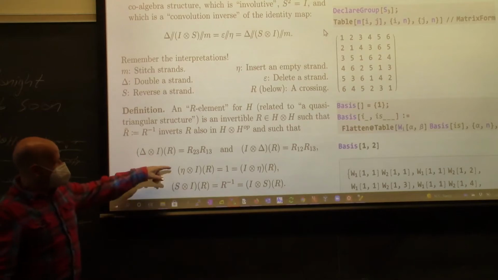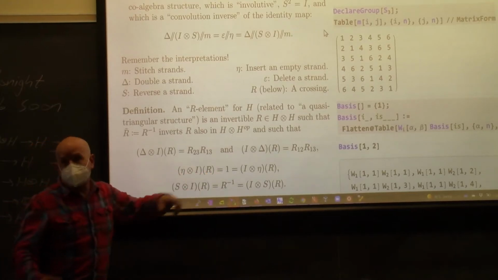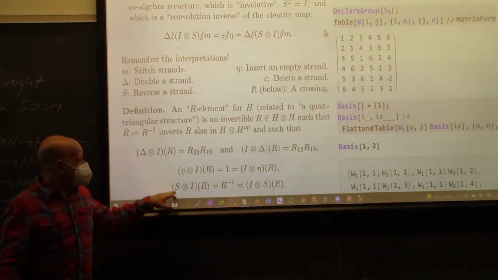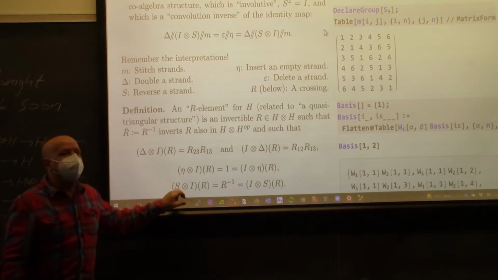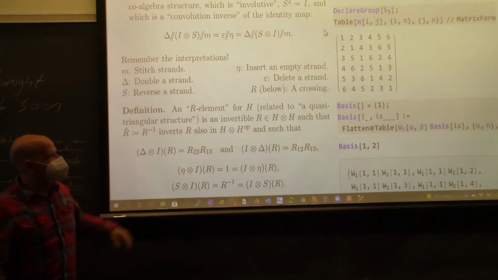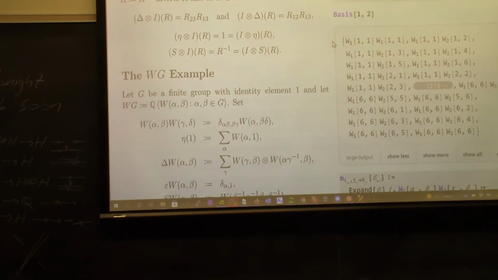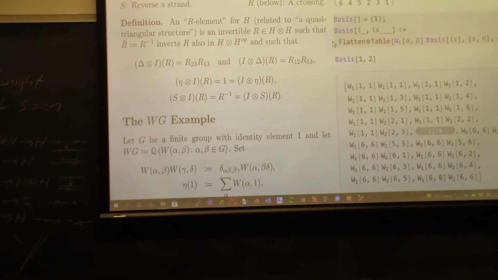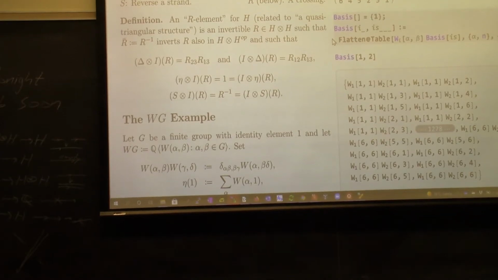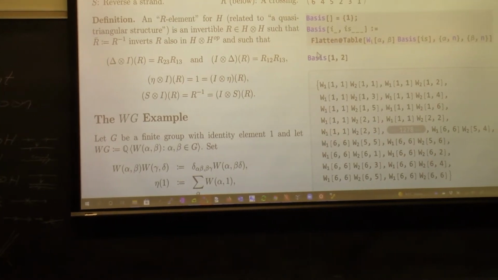And then there are funny equations that say if you have a crossing and you delete a strand, you get nothing. And also, if you have a crossing and you reverse a strand, you get the opposite crossing. So these are the axioms for R. Well, there are lots and lots of axioms, and what's missing are examples. So here is an example.